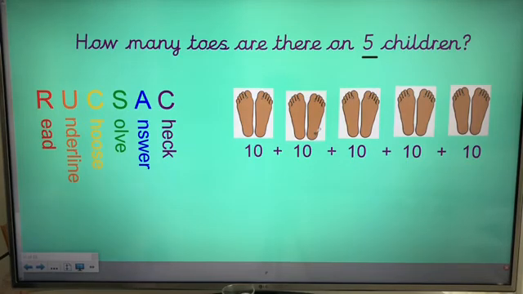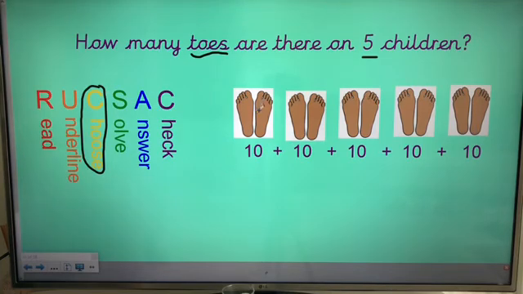But we know we're dealing with toes. Now how many toes do you have on your feet? I don't know about you, but I've got 10 toes. So we know we're going to be looking for 5 lots of 10 because all the children will have 10 toes. So if we're looking for lots of, we know we need to choose multiplication. So let's solve. Let's use our repeated addition.